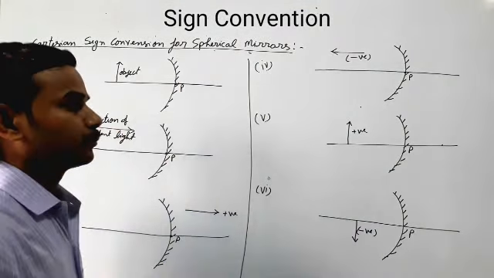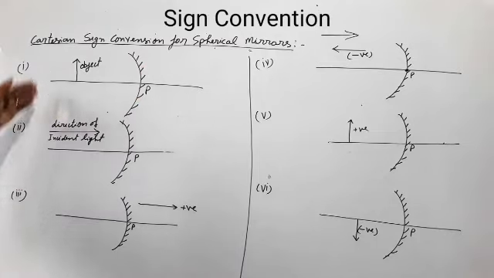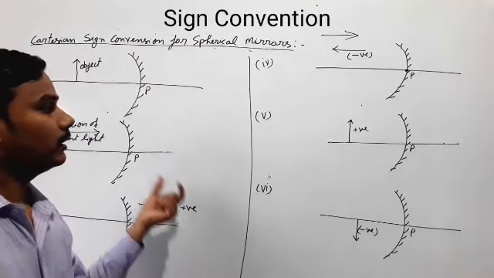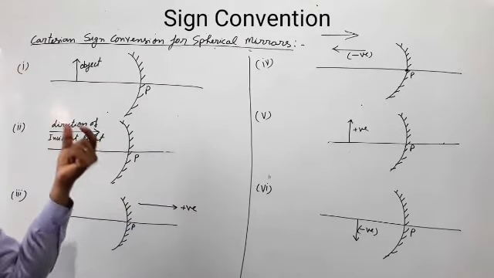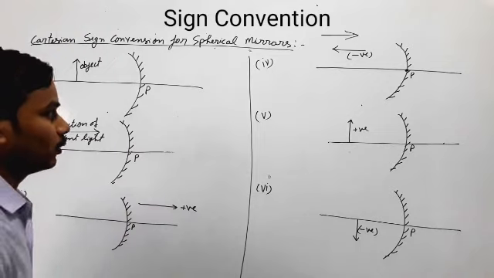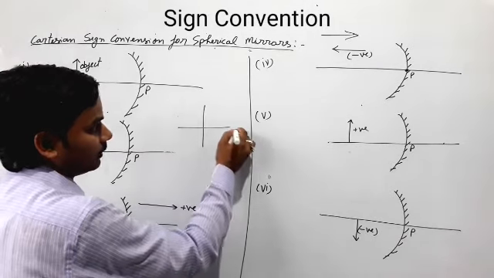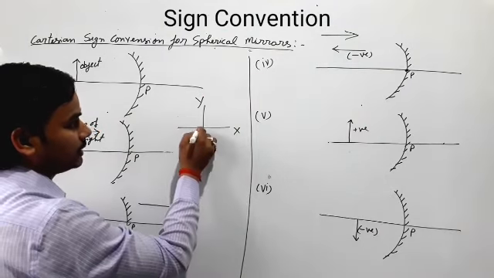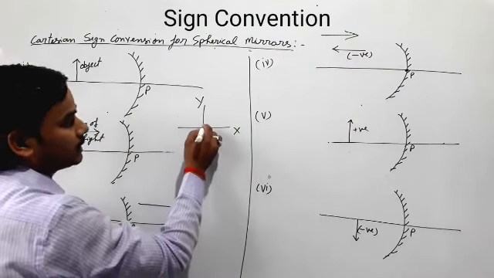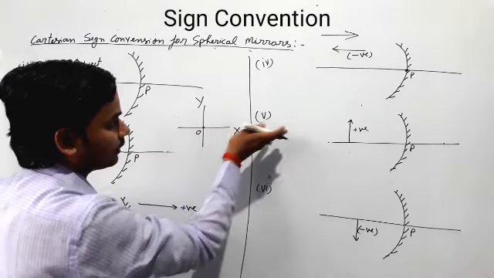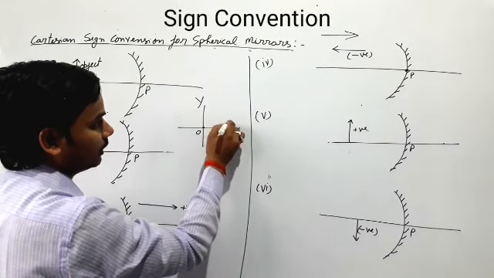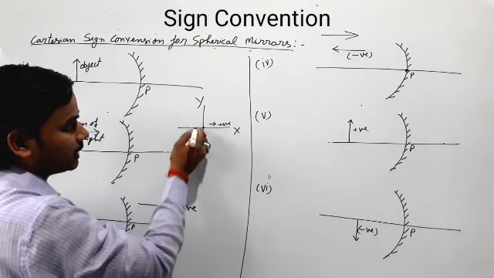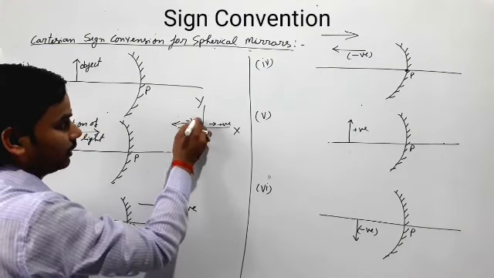Cartesian sign convention. This sign convention is divided into 6 parts, and all these 6 parts obey the rules of the Cartesian plane. If we consider a Cartesian plane, this is the x-axis and this is the y-axis. This is the origin, and all distances measured from the origin in this direction will be positive, and all distances along the x-axis in this direction will be negative.